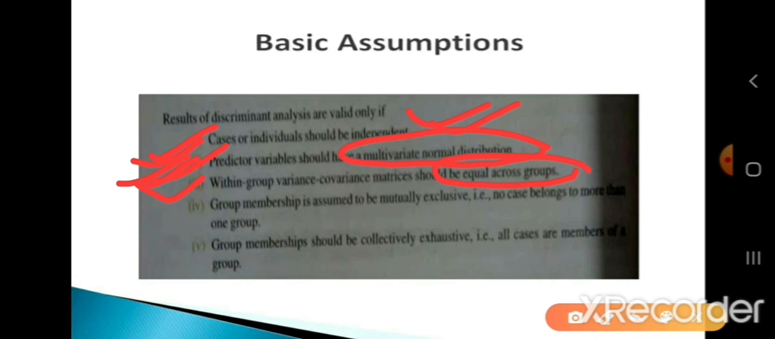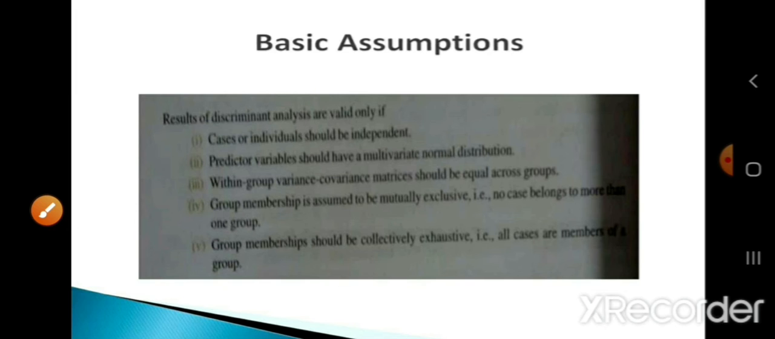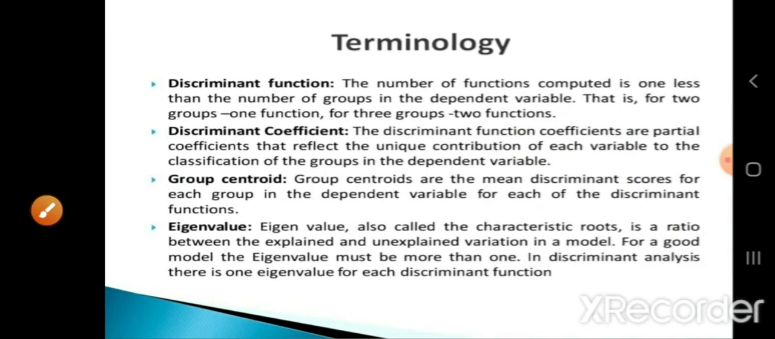Next, group membership is assumed to be mutually exclusive, meaning no case belongs to more than one group. Next, group membership should be collectively exhaustive, meaning all the cases are members of a group. All the groups should be members of the complete group. So these are the basic assumptions of discriminant analysis.